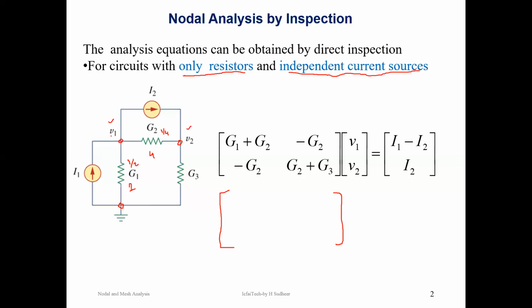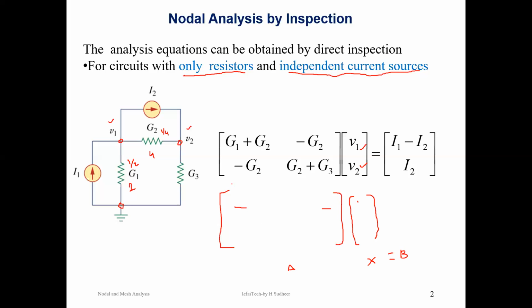Now, as there are two unknown voltages, we can consider this as AX equals B. So the X matrix will consist of the two unknown voltages, V1 and V2. Now we need to fill up the 2 by 2 matrix. This is A and this is X, which is equal to B. The A matrix is a conductance matrix.